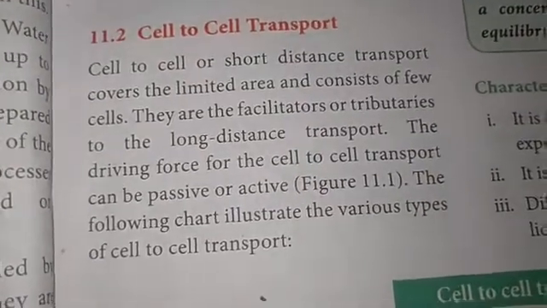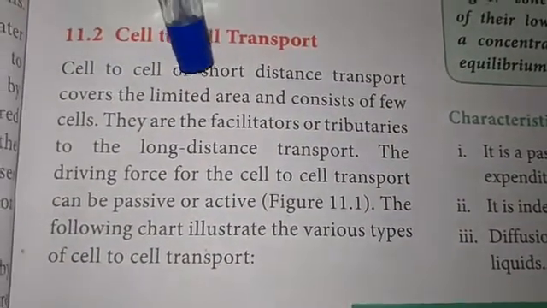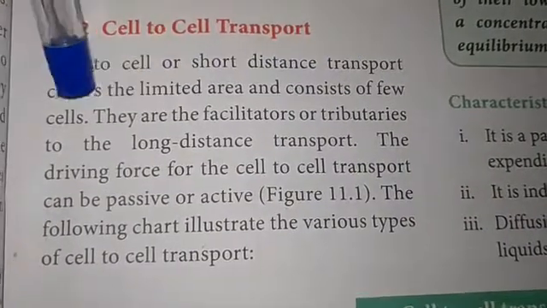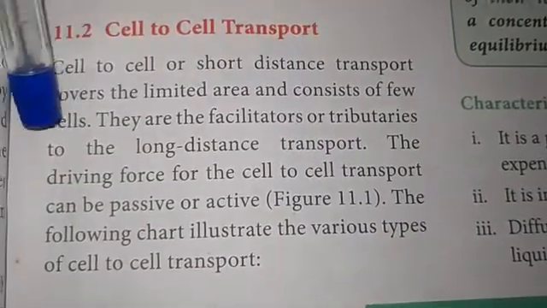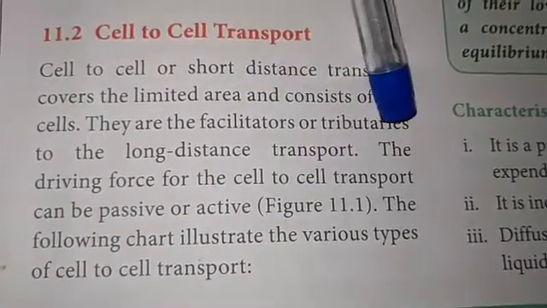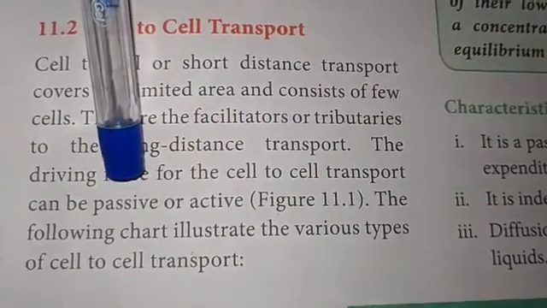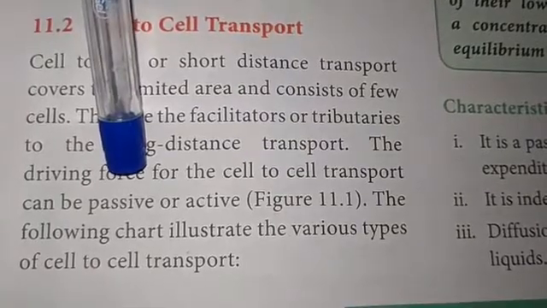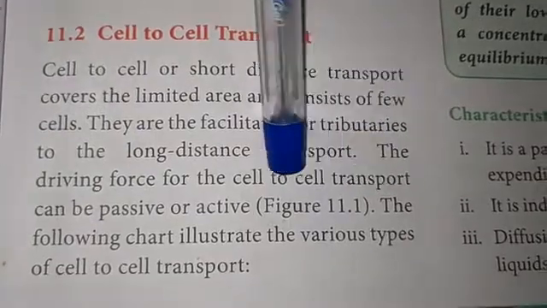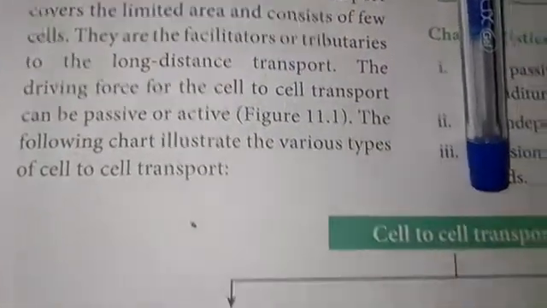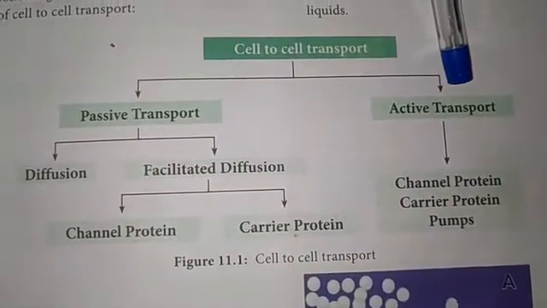Cell to cell transportation is a short distance transportation. It covers only a limited area and consists of a few cells. They act as facilitators or tributaries to the long distance transportation. The driving force of cell to cell transportation can be passive or active: either it needs energy, active, or it may not need energy, passive. Cell to cell transportation is of two types: passive transportation and active transportation.